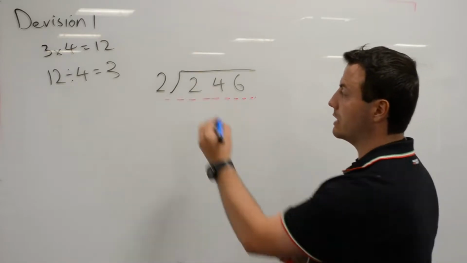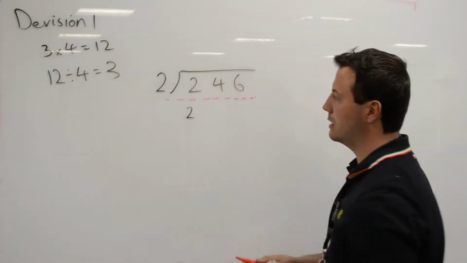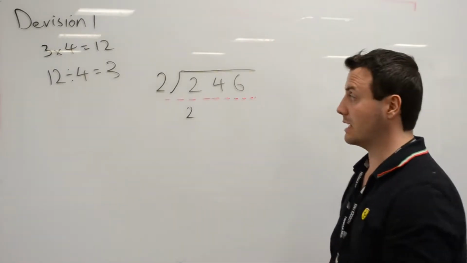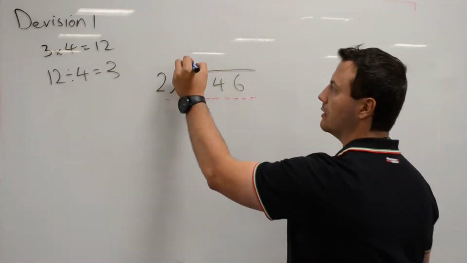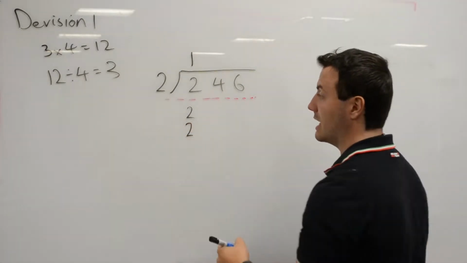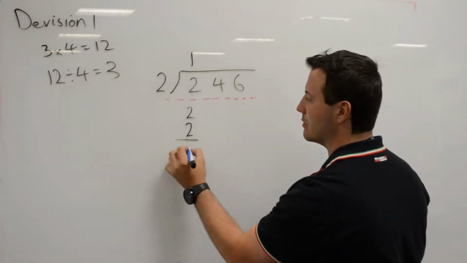So in this case, bring down the 2. When we ask ourselves, how many multiples of 2 fit into 2? In this case, there's nothing left over, it's exactly 1. So 1 goes up here in our answer space, and we take away the 2 from 2, which leaves us with 0.